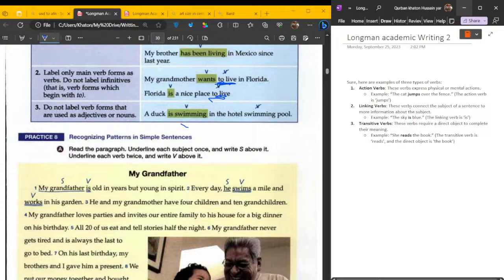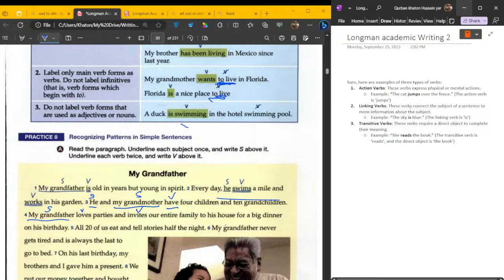Okay, let's read it out loud then. He is the subject, and my grandmother is also a subject. Have is the verb, 4 children and 10 grandchildren. Okay, so this is the verb. My grandfather, this is S, loves is the verb, parties and invites. This is also a verb, our entire family to his house for a big dinner on his birthday.